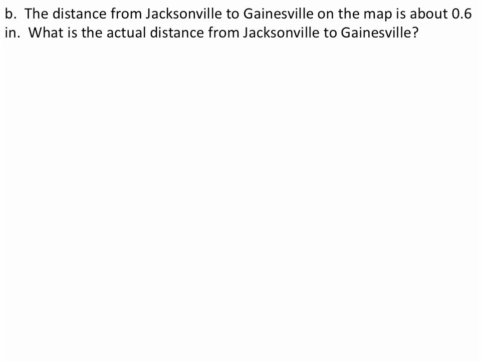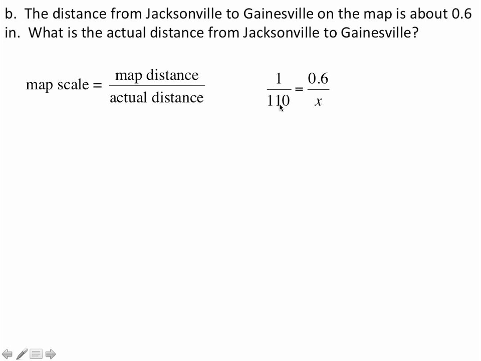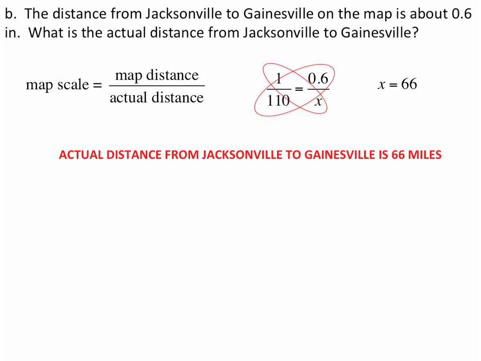Okay, here's another one. The distance from Jacksonville to Gainesville on the map is about 0.6 inches. What is the actual distance from Jacksonville to Gainesville? Well, same idea. You have a scale from the map, 1 over 110, so 1 inch over 110 miles. Map over actual equals map over actual. It's 0.6 on the map, that's why it's on the top. Cross multiply. 1x equals 66, so it's 66 miles. There it is. The actual distance from Jacksonville to Gainesville is 66 miles.